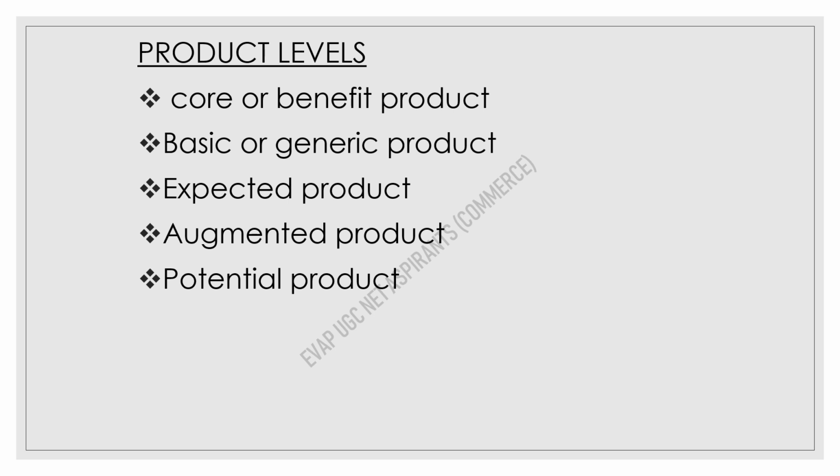And then final level is potential products, that is new ways to satisfy the customers or to surprise them or to delight them. These are called the potential products. So these are the various product levels of any product.